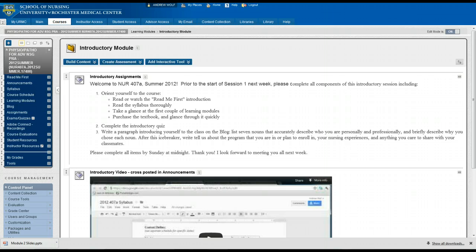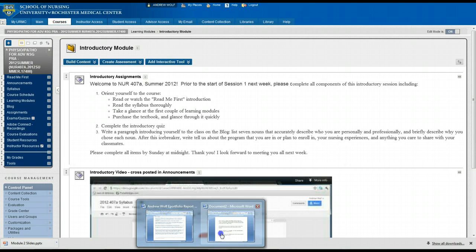Now, I started out in my introductory module with an ice-breaking activity. In prior courses, I had used a blog in many courses, and I had students just introduce themselves. In this course, I used a less formal, more playful ice-breaking activity in which I had students introduce themselves by listing 7 nouns that described them and explain briefly why they chose each of those nouns. And I was really impressed by how well this worked.